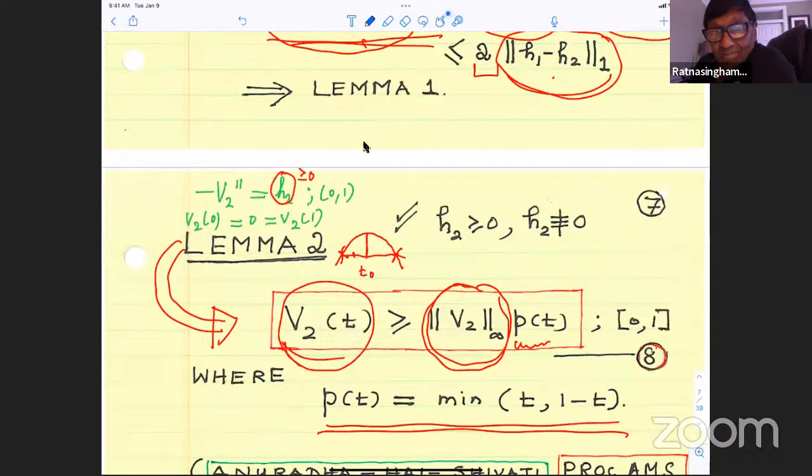You can also extend these maximum principles to Robin boundary conditions, but with Neumann boundary conditions one needs to be very careful because you have these constant solutions that can be solutions.